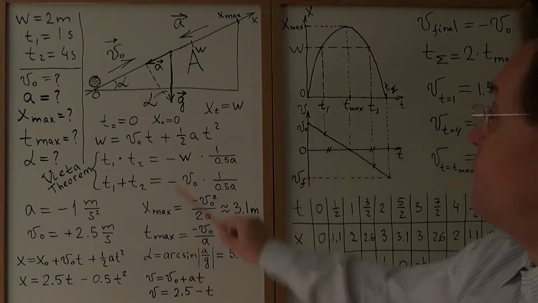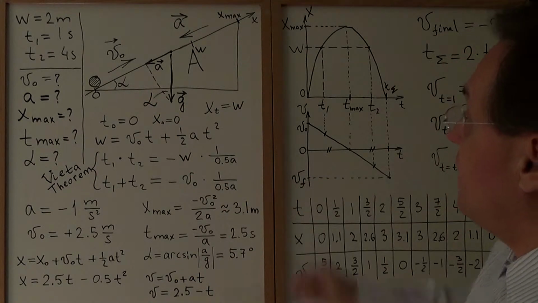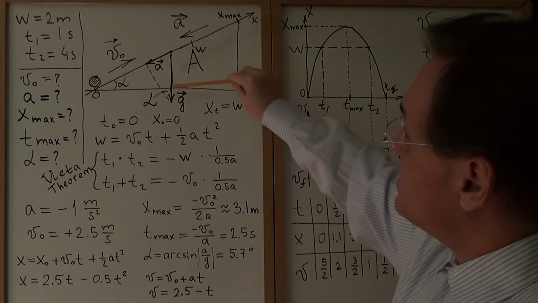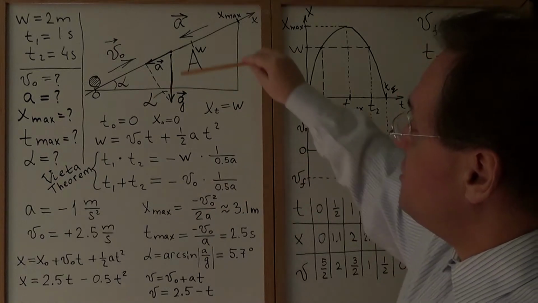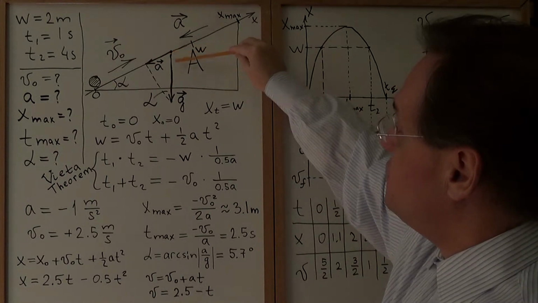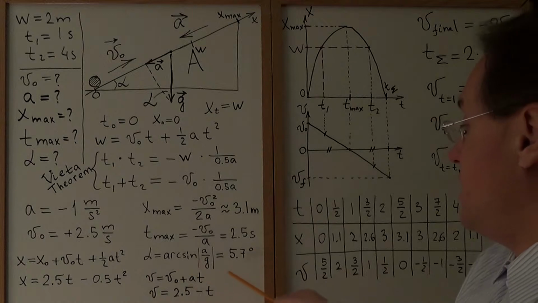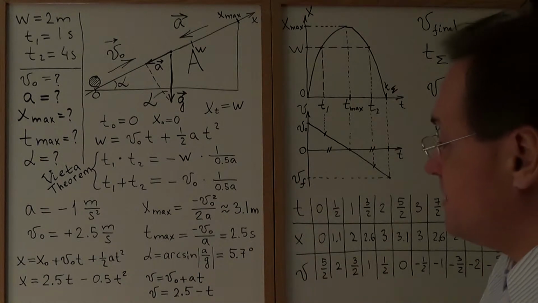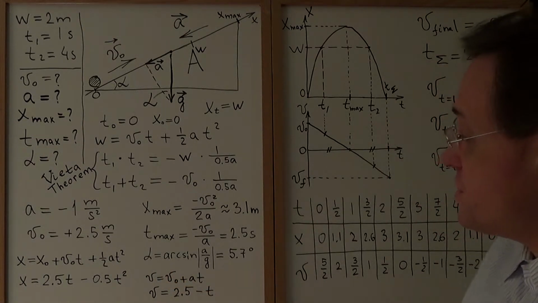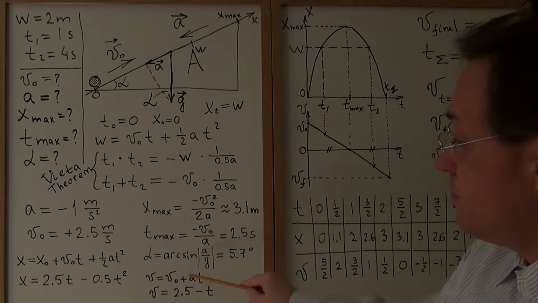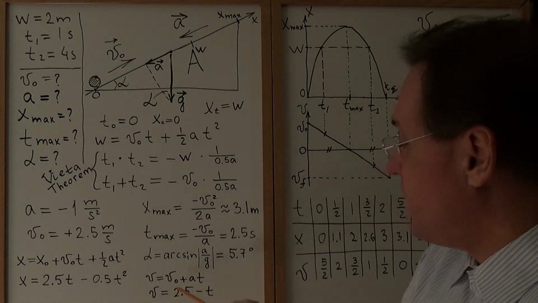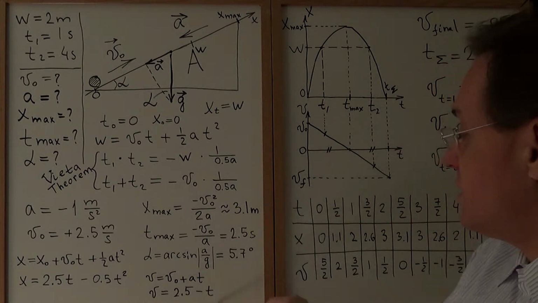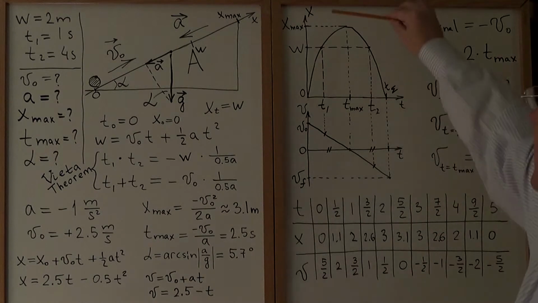Actually, for alpha, we can use this diagram, and we clearly see that sine of alpha is the ratio of a divided by g. So then we can solve this, and we get that alpha equals 5.7 degrees. For velocity, it is a linear function. Plug in v0 2.5, a negative 1, and we get the linear function. These are the graphs.